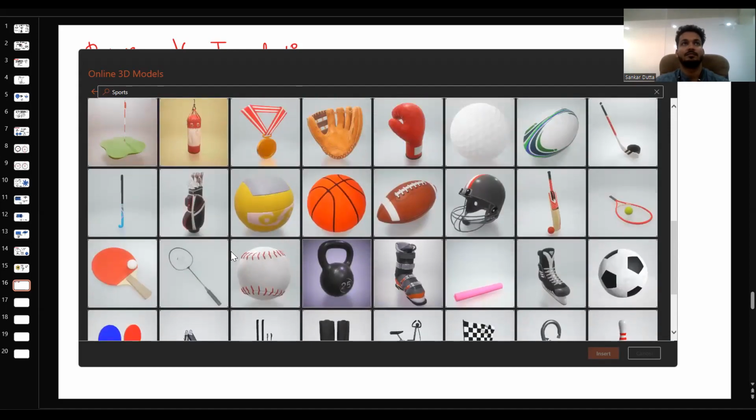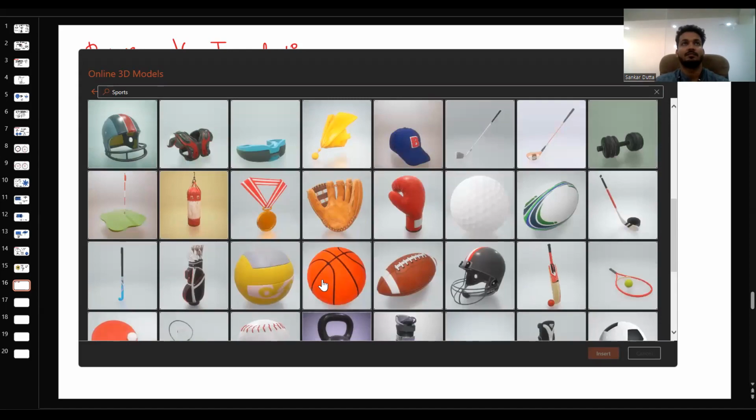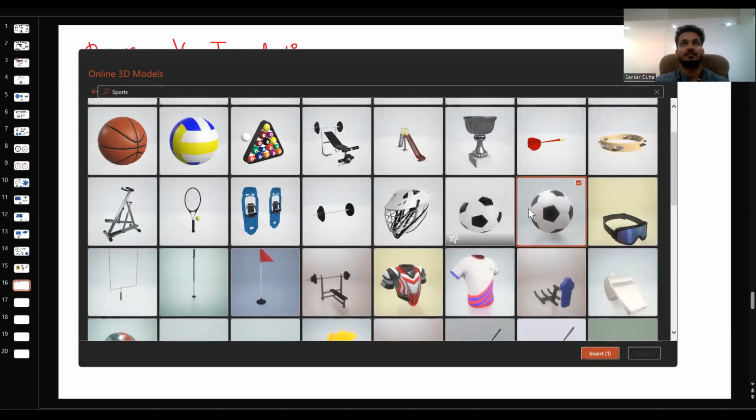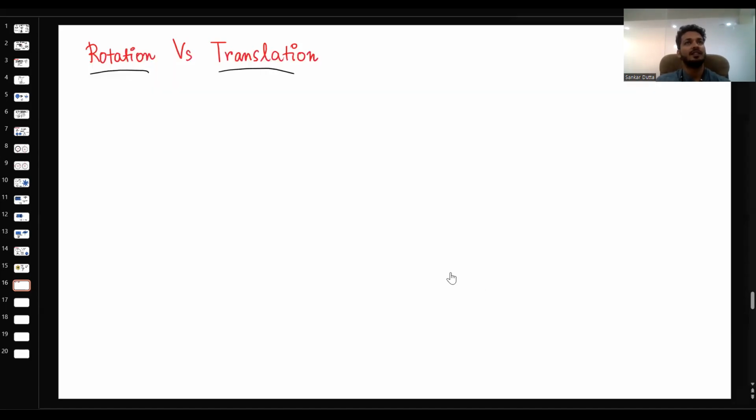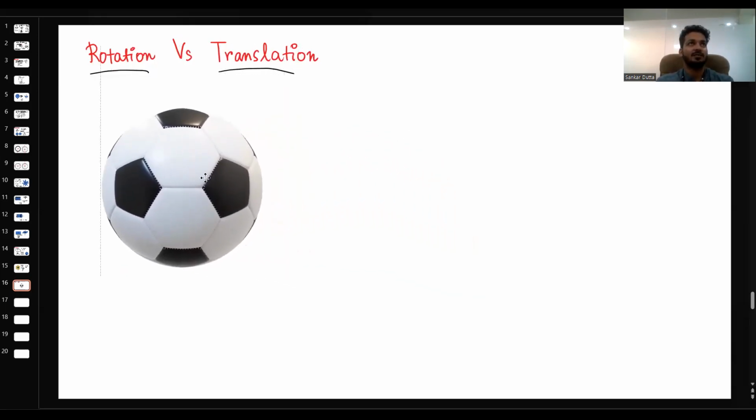Is it that in rotation the position of center of mass doesn't change, whereas in translation it changes? Yeah, almost there. Let me draw and tell you what is going to happen.